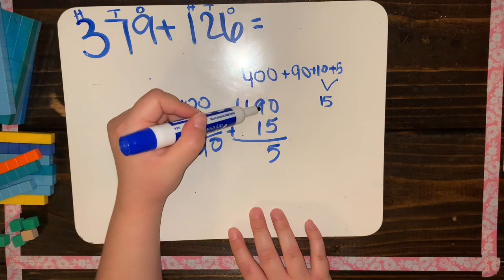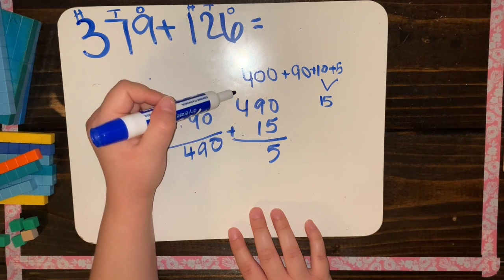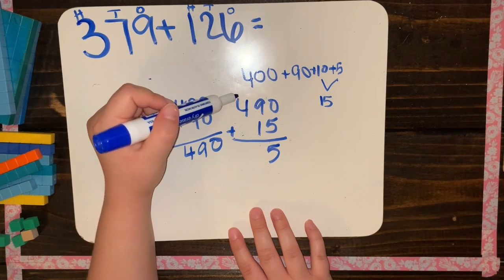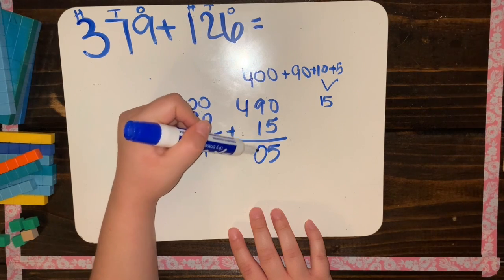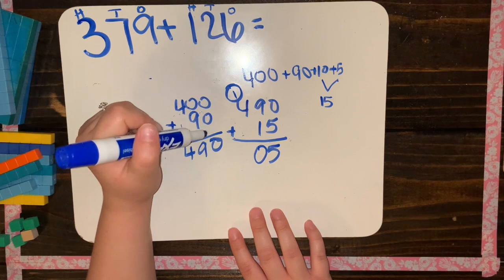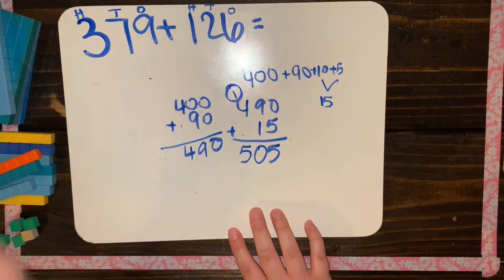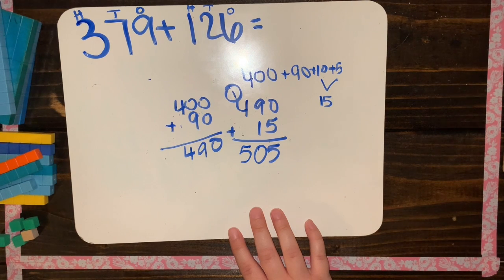So this extra 1 makes an extra 100. So I'm going to carry it over to my hundreds. So I'm going to write a 0 here and carry that 1 over there. Now I have 1 plus 4. So the answer I get is 505. That's what I've got with using my base 10 blocks.